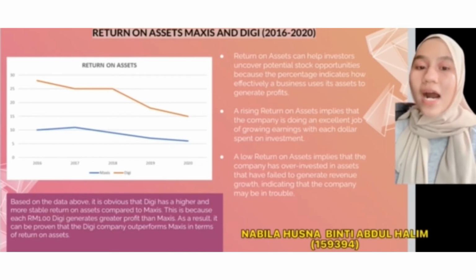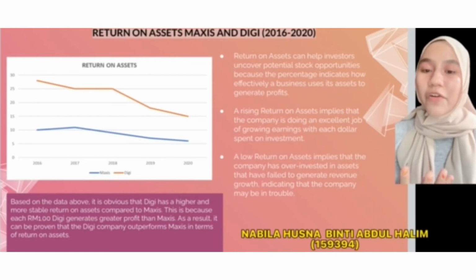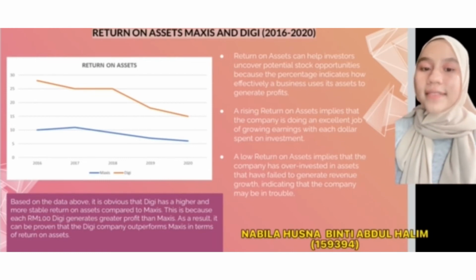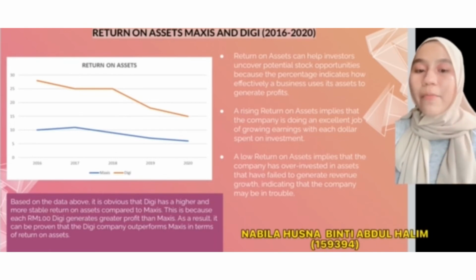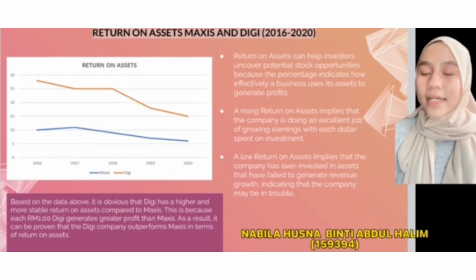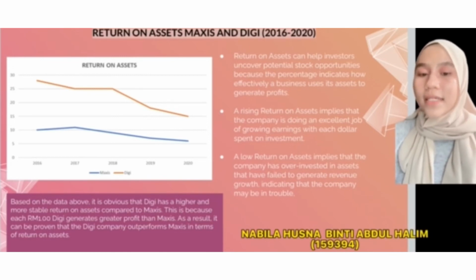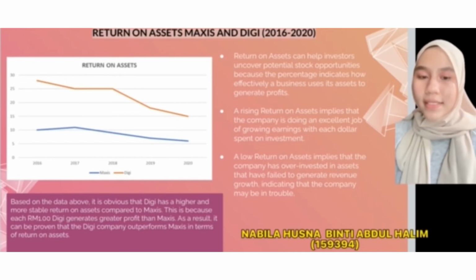Let's take a look at the ROA for DG. In 2016, it had the highest ROA of 28% compared to the next 4 years. It began to fall in 2017 and remained at 25% in 2018. Its ROA fell by 7% in 2019, which is 18%, and by 3% in 2020, which is 15%. It is obvious that while DG's ROA is declining, its percentage is still very high when compared to Macy's. As we all know, DG's profits are higher than Macy's.